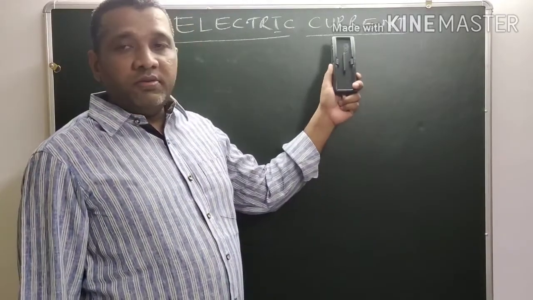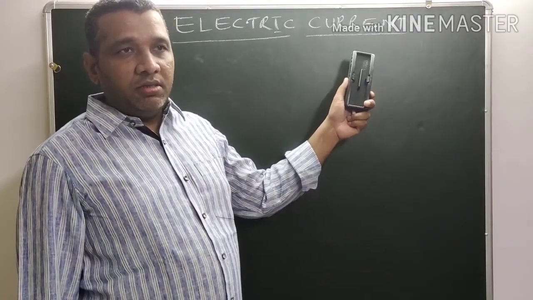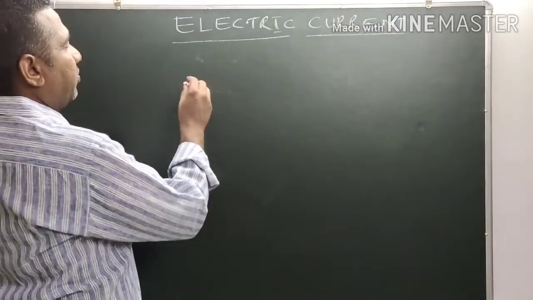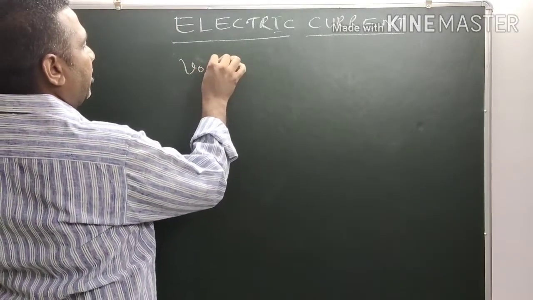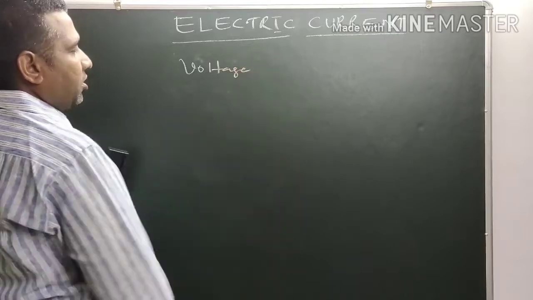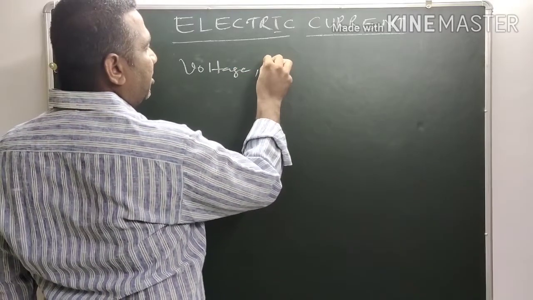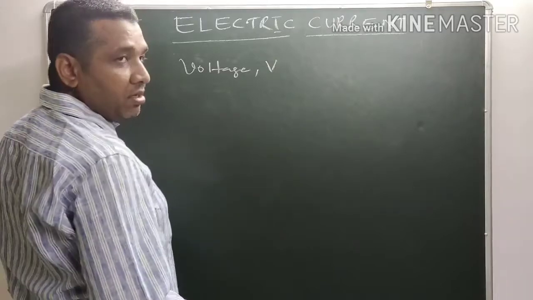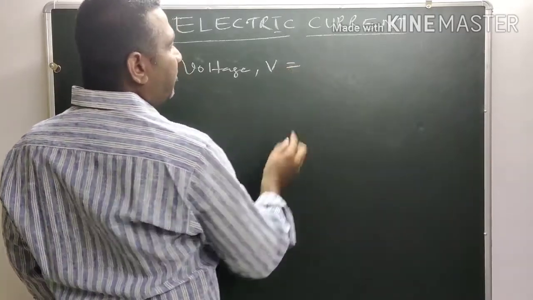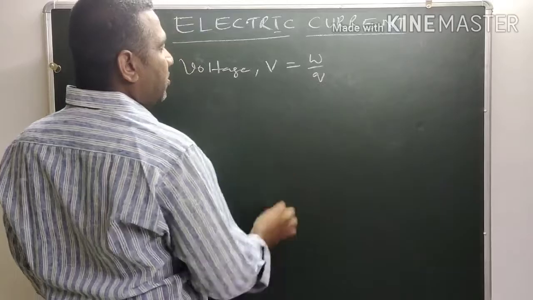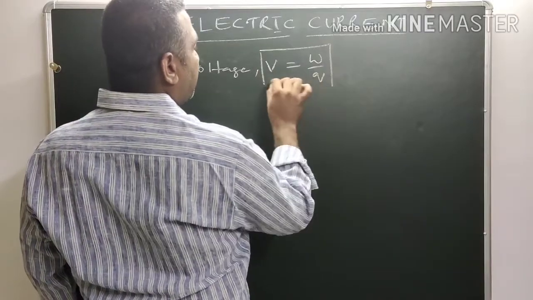So we have seen what is electric current and we have seen about resistance. One more very important definition, that is voltage. What is voltage? It is represented with the letter capital V. So we take the formula for voltage as V equals W by Q.